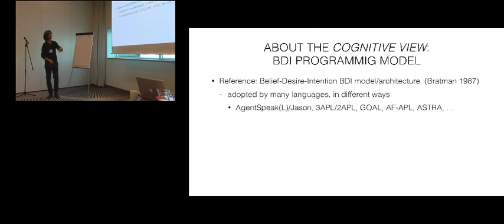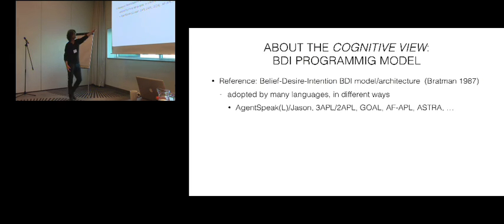So, back to the cognitive view. In the literature, several models were developed. Maybe the model that has been most implemented by agent-oriented programming languages is the BDI model, the belief, desire, intention model. This is a model that was devised in the literature to understand human behavior, not for programming agents, but it has been taken as a reference by the agent-oriented programming research community in order to devise a concrete computational architecture or model.